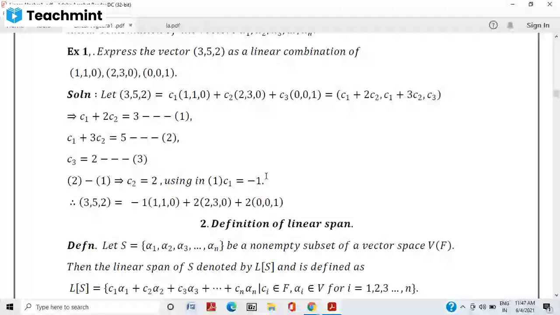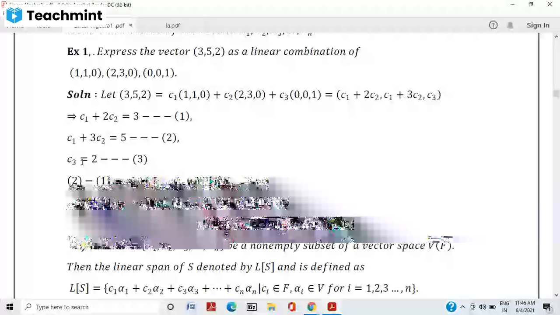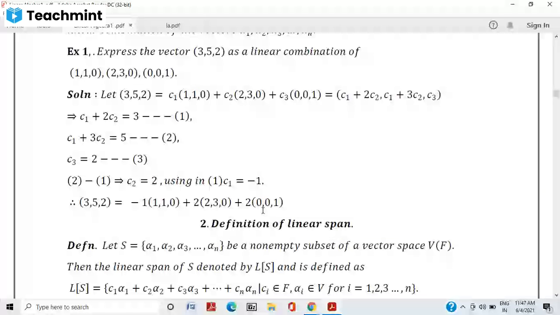Now we got all the elements C1, C2, C3. Substitute them. Then C1 you got as minus 1, C2 we got as 2, C3 we got as 2. We got the linear combination of 3, 5, 2 in terms of these 3 vectors. All of you understood that? Because we have to use these types of problems.